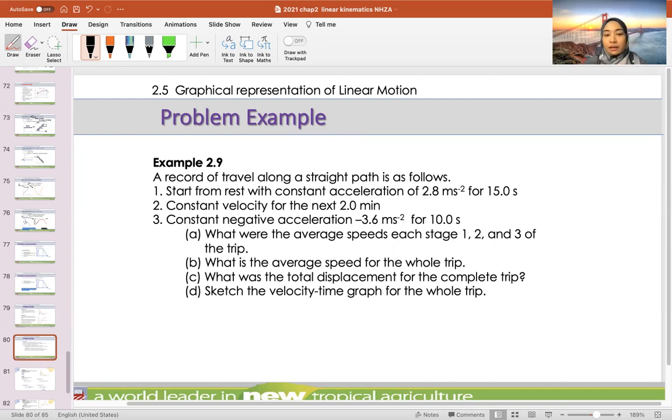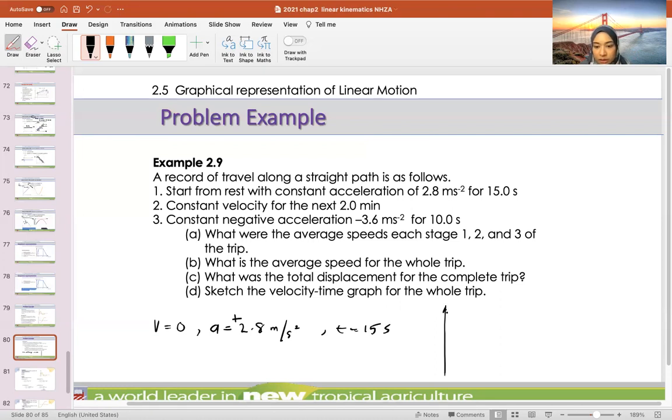Okay, so example 2.9. A record of travel along a straight path is as follows. It starts from rest. When we say from rest, V equals 0 with constant acceleration. A is constant, 2.8 meter per second squared. The time is 15 seconds. Okay, they start at 0. Acceleration is constant and positive. And the time taken is 15 seconds.